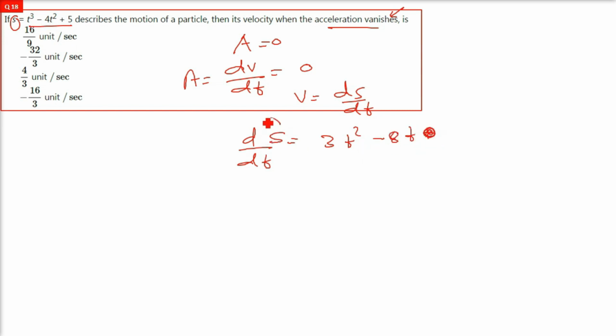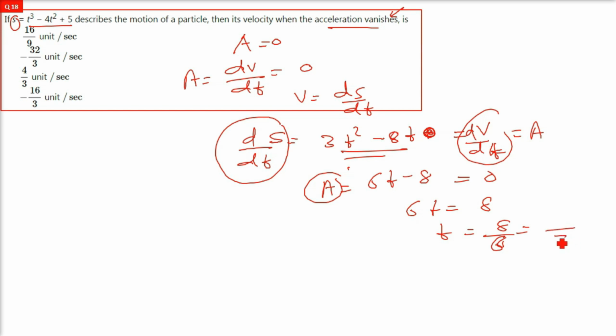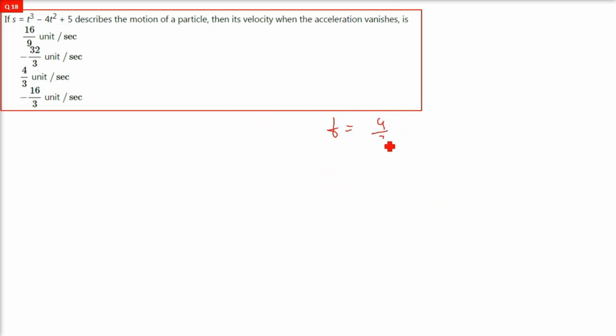Now since acceleration is given as 0, we have to differentiate this again. So dv by dt we have to find out. I'm differentiating it again. So you have 6t minus 8 equals 0. So t is equal to 8 by 6, so time is 4 by 3 here. Now time is known to us. So t is 4 by 3.